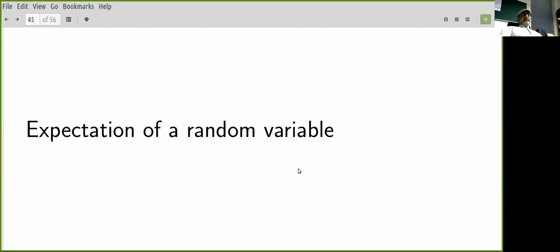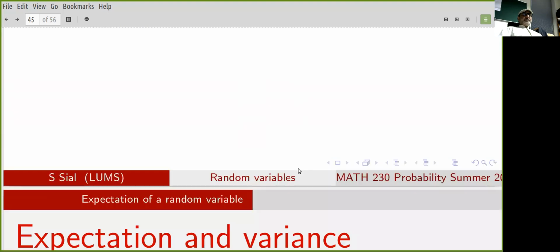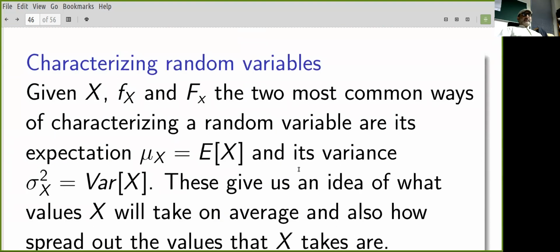Okay. Now we move on to the expectation of a random variable. So expectations and variances help us to characterize random variables. So again, the notation: I have a random variable capital X. Its PMF or its PDF will be written as small f sub x. Its CDF will be written as capital F sub x.